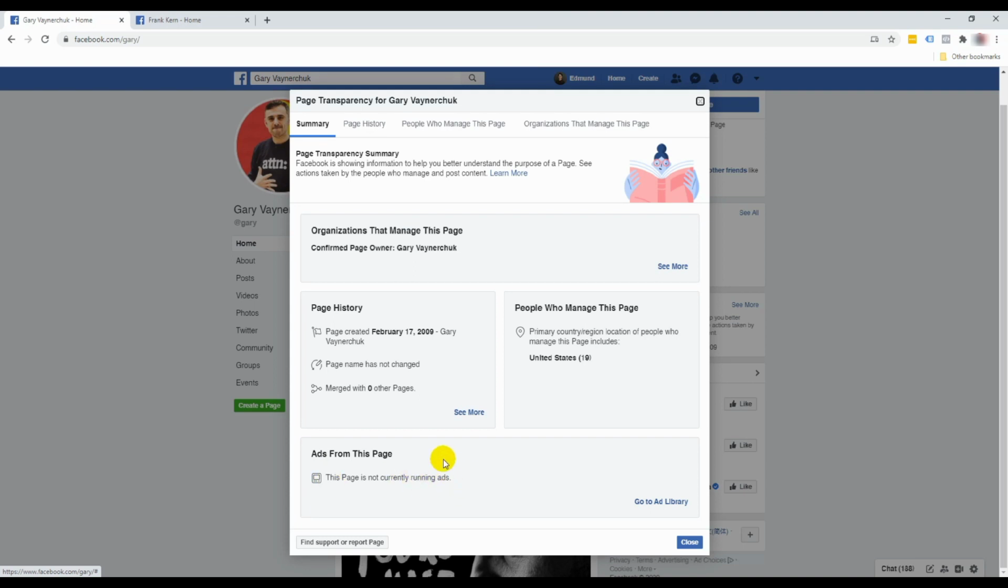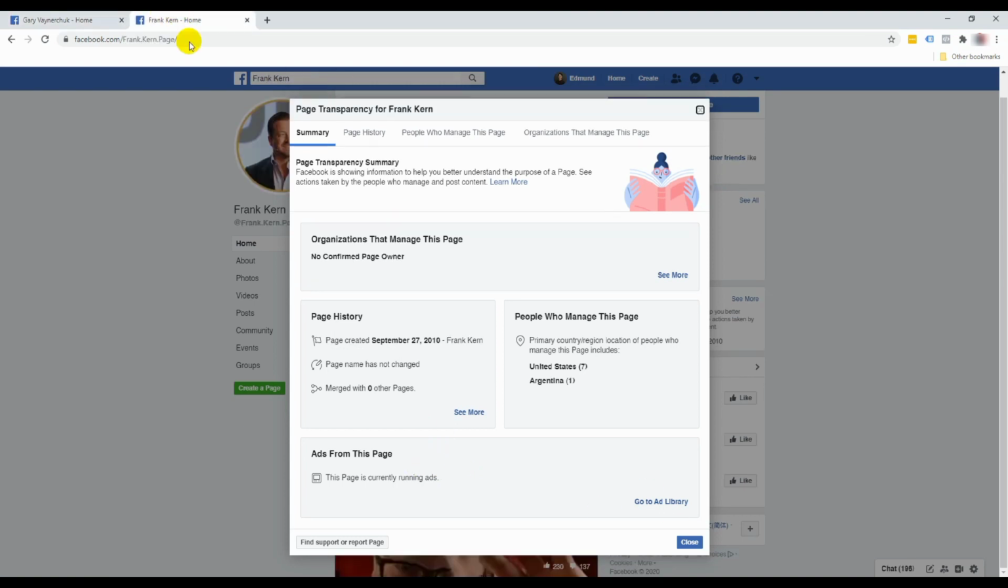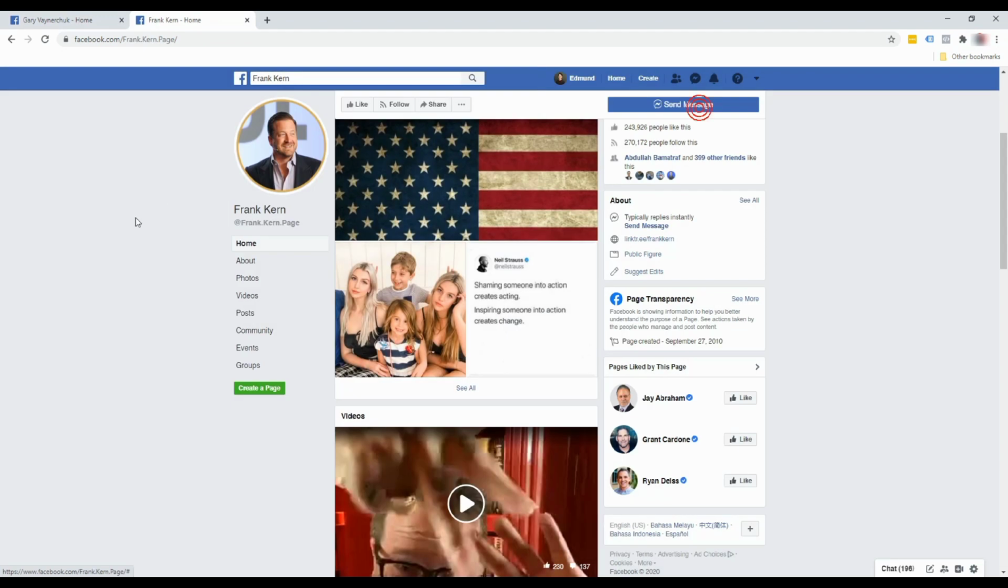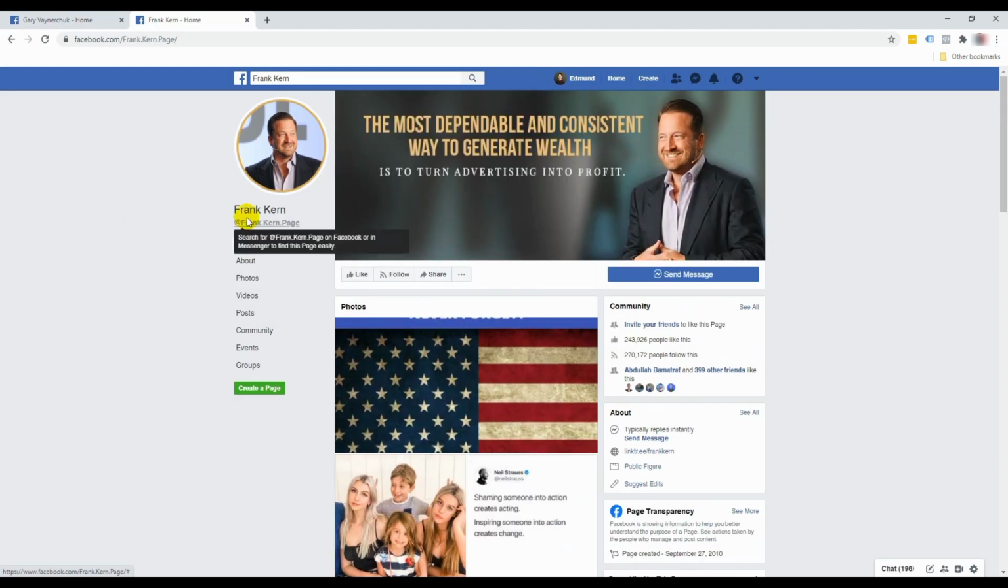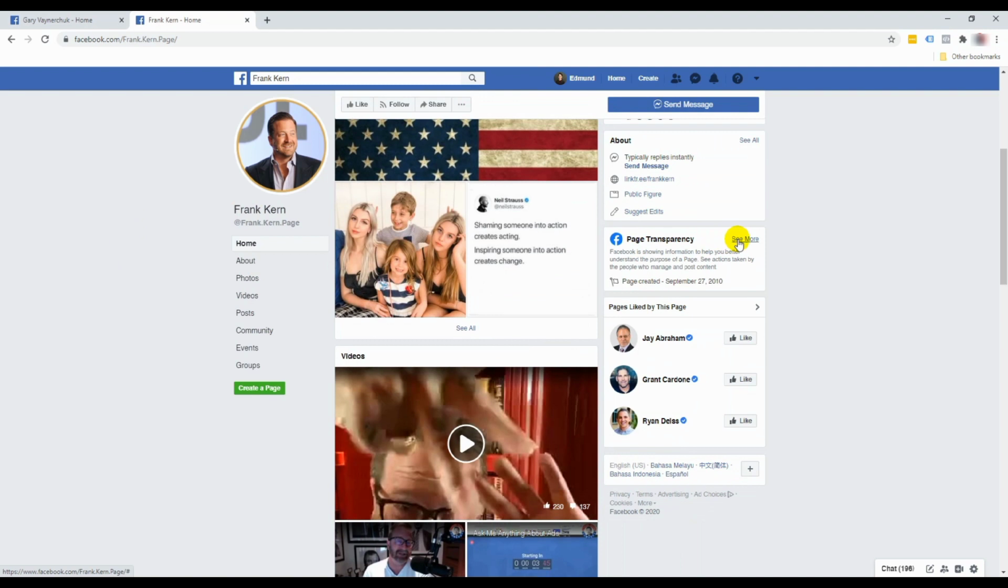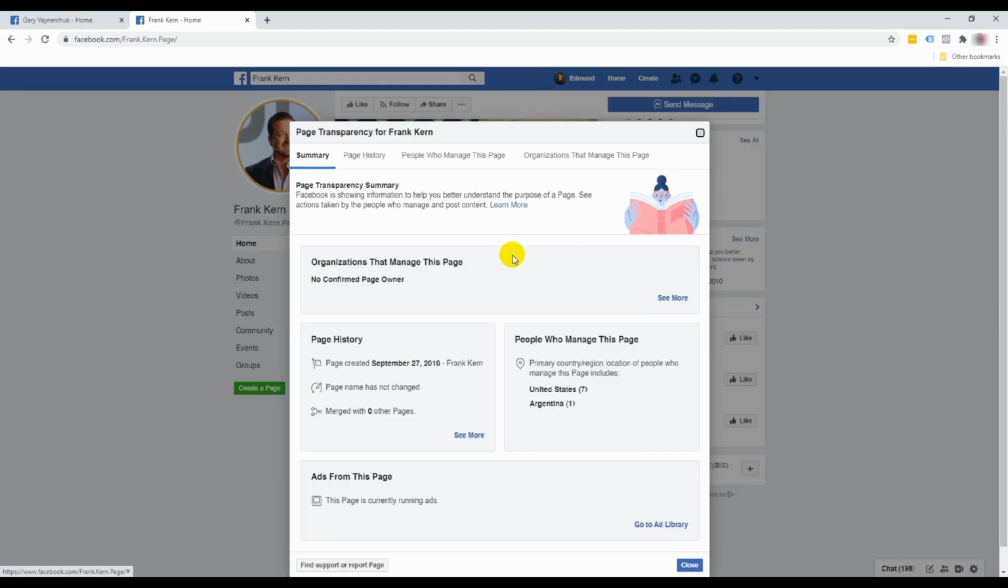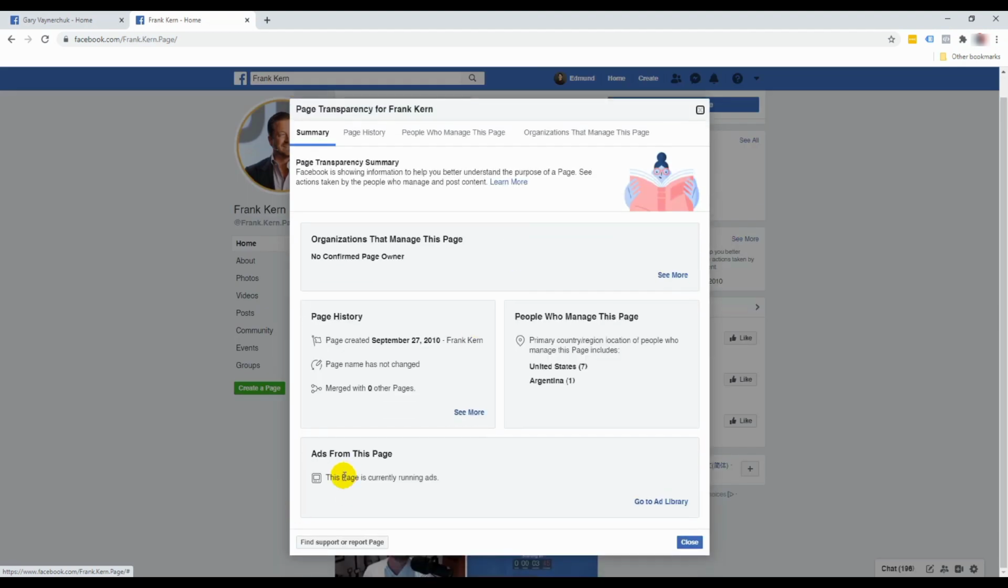So with that said, when you see Facebook pages that are not running any active advertisements at all, this is what's going to show. It's not running any active ads, okay? So let's go check out another example. This is by renowned internet entrepreneur Frank Kern, and let's take a look at page transparency again.